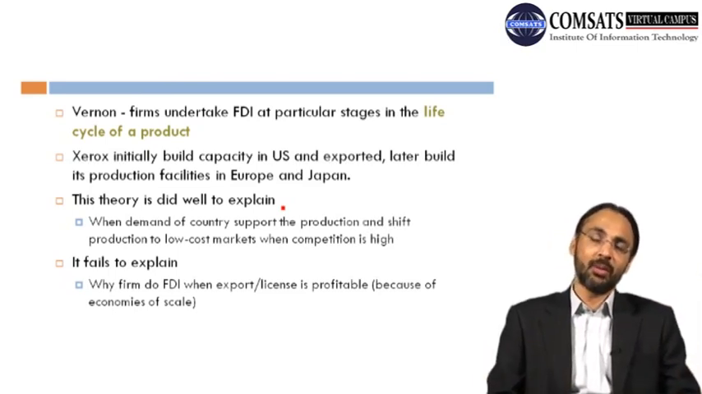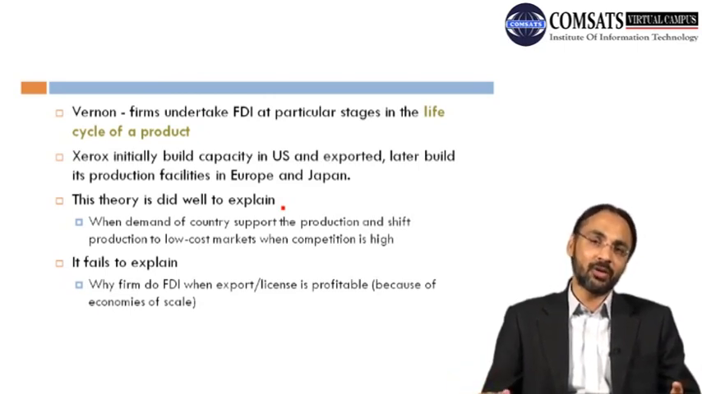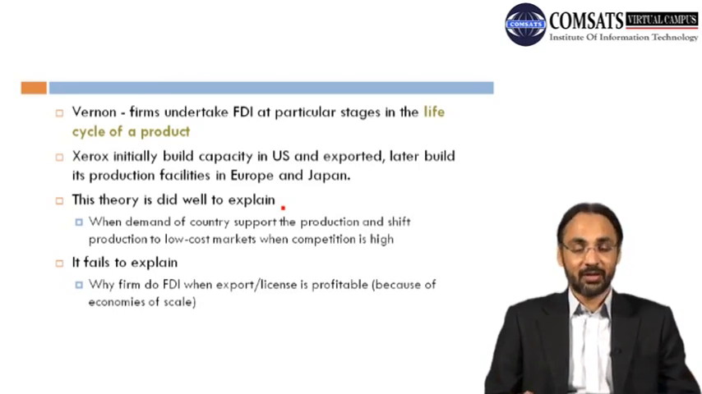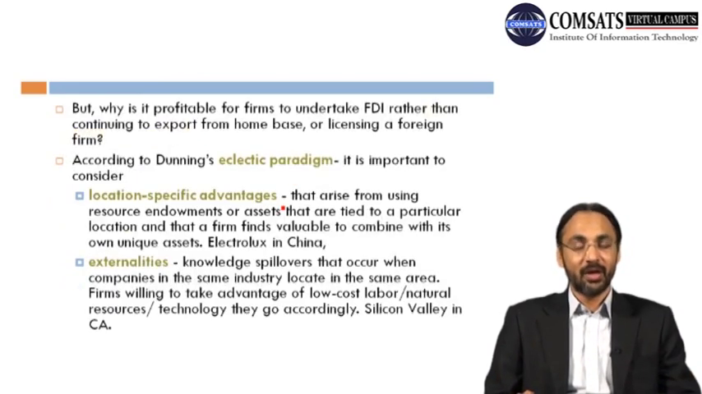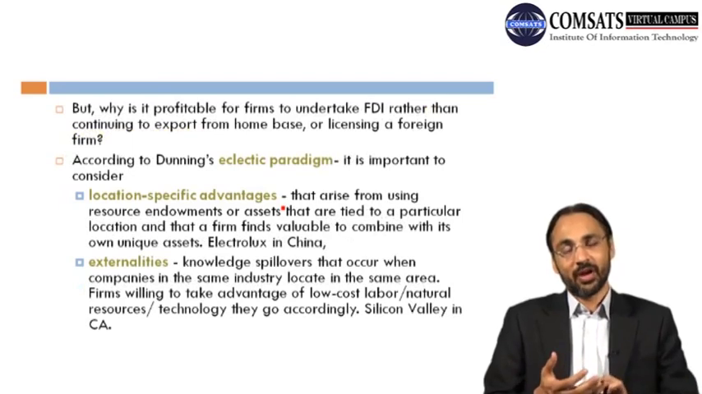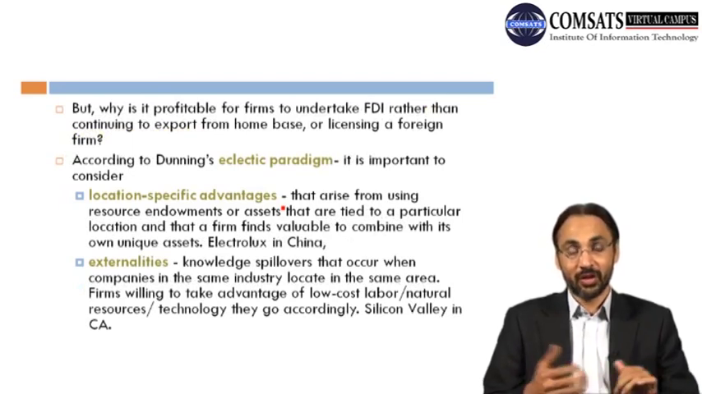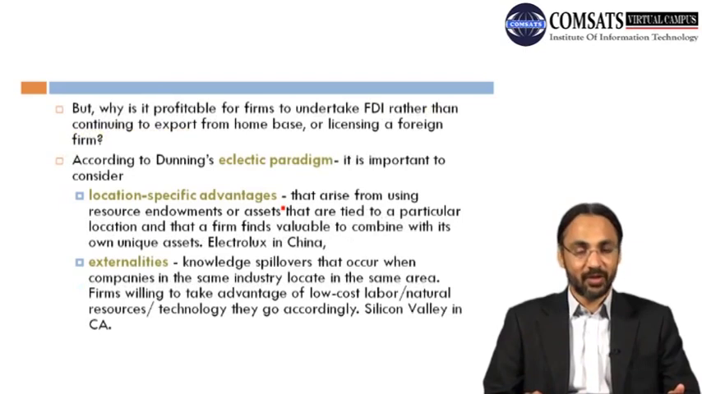Because the per unit cost of that photocopy machine will be reduced because of the higher quantity of production. These are things that this theory couldn't explain, and that's why scholars tried to find other theories and other rationale to explain this FDI flow.